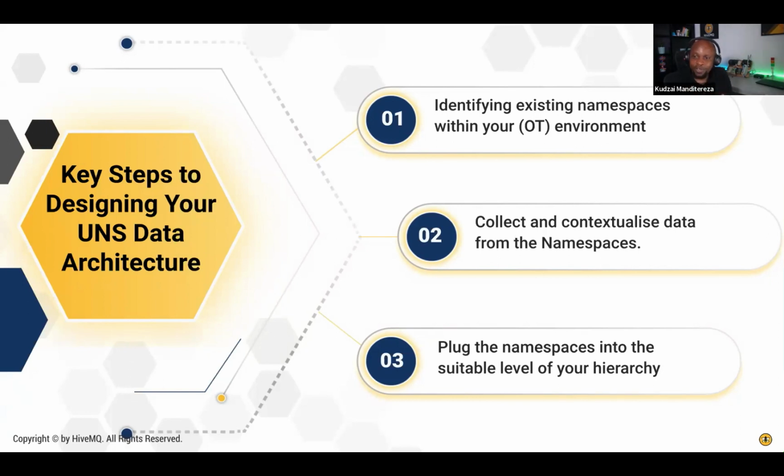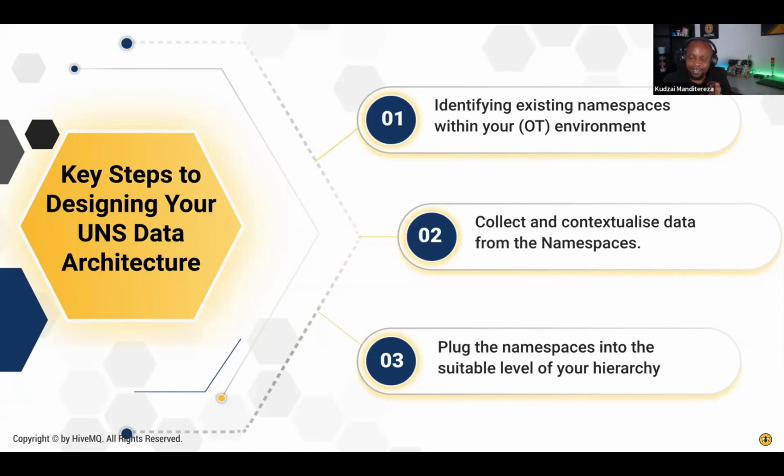So that's an example of a namespace that already exists, because you already use that, whether you're using it manually, pen and paper, whatever the case may be. It's a namespace that already exists within your enterprise. So the first step is to identify those namespaces, mean time to failure, and so on and so forth. Identify those namespaces that already exist, and then the second step is to collect and contextualize the data.